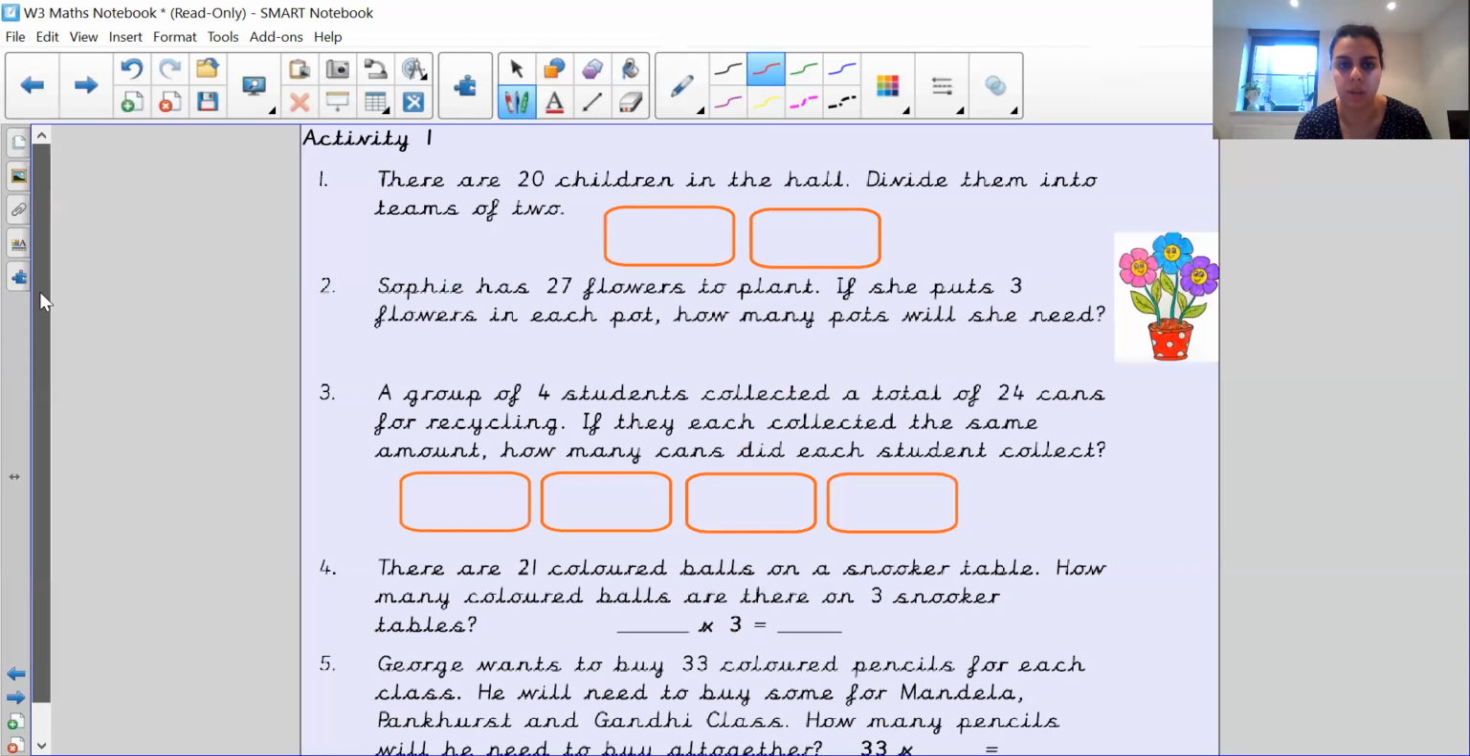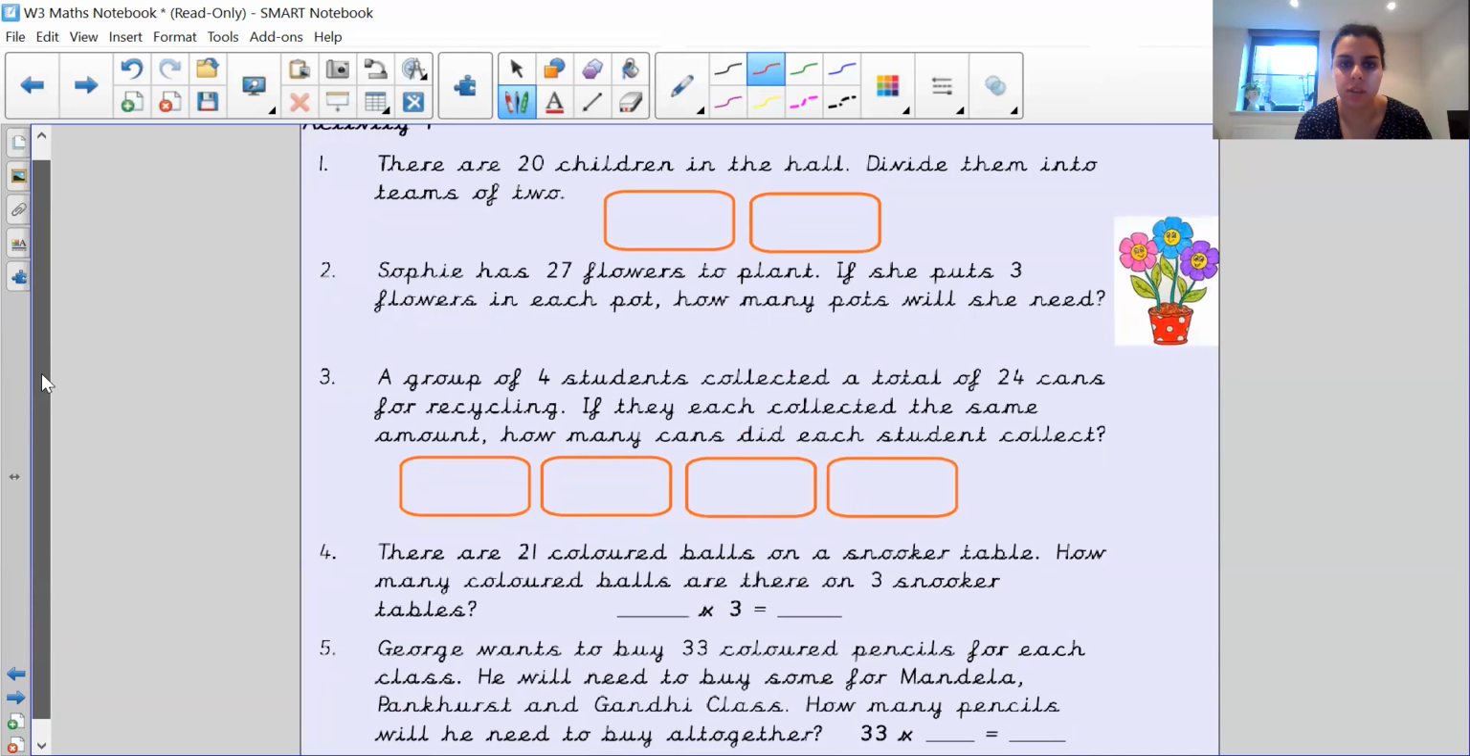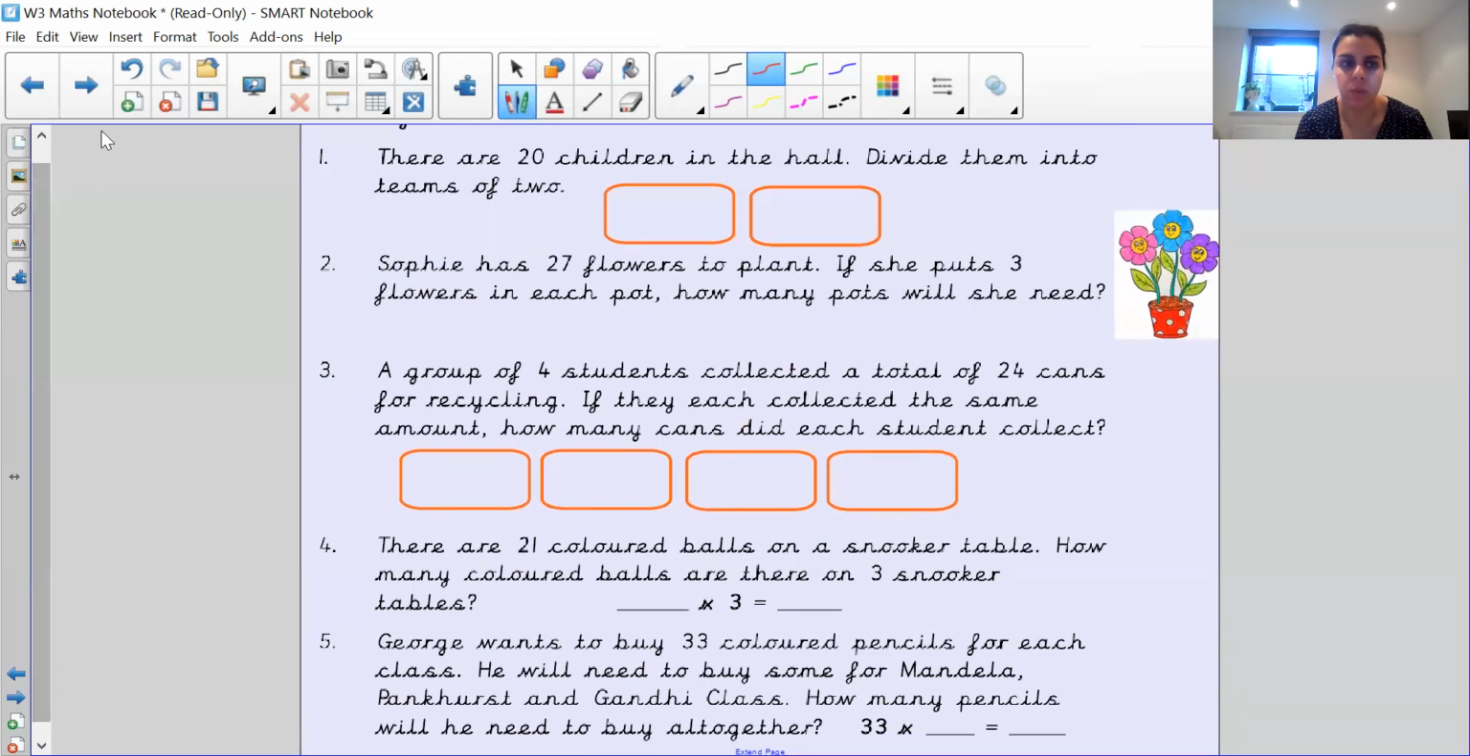I'm not going to read them all to you. There are 20 children in the hall. Divide them into teams of 2. So you would divide 20 into the 2 groups. Sophie has 27 flowers to plant. If she puts 3 flowers in each pot, how many pots will she need? So you have 27 flowers, and you have 3, and then 3, and then 3, and then 3, and it's saying how many pots will she need. I'm not going to read the rest. I want you to try and work through those, but pause the video if you're going to work through activity 1. Let's have a look at the next ones.